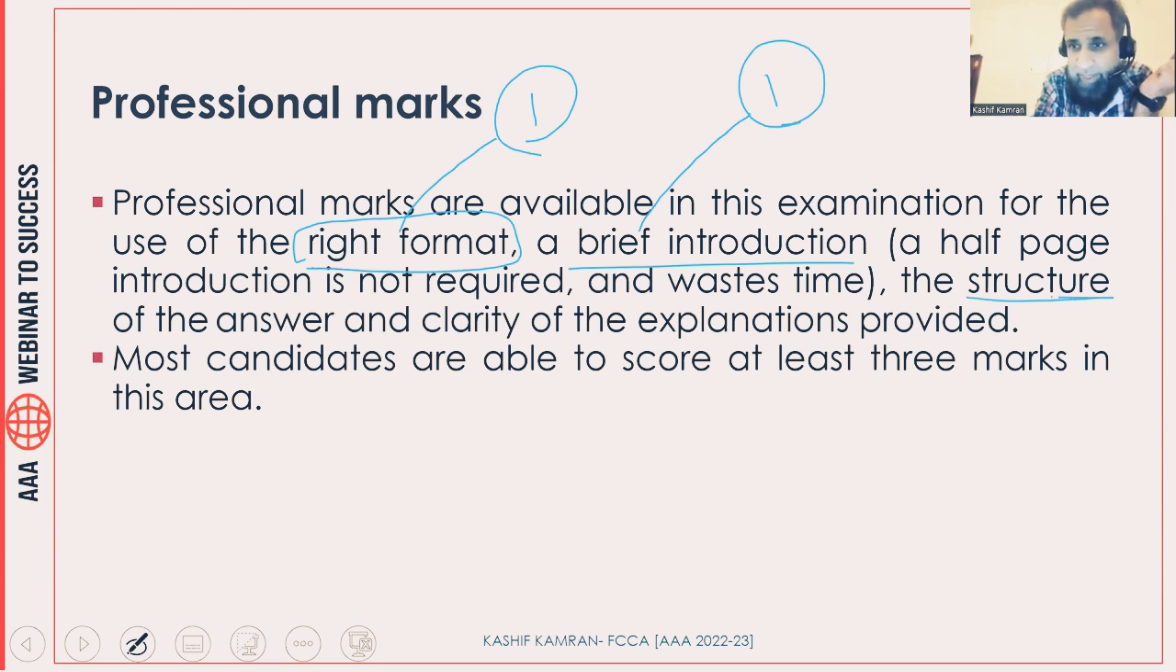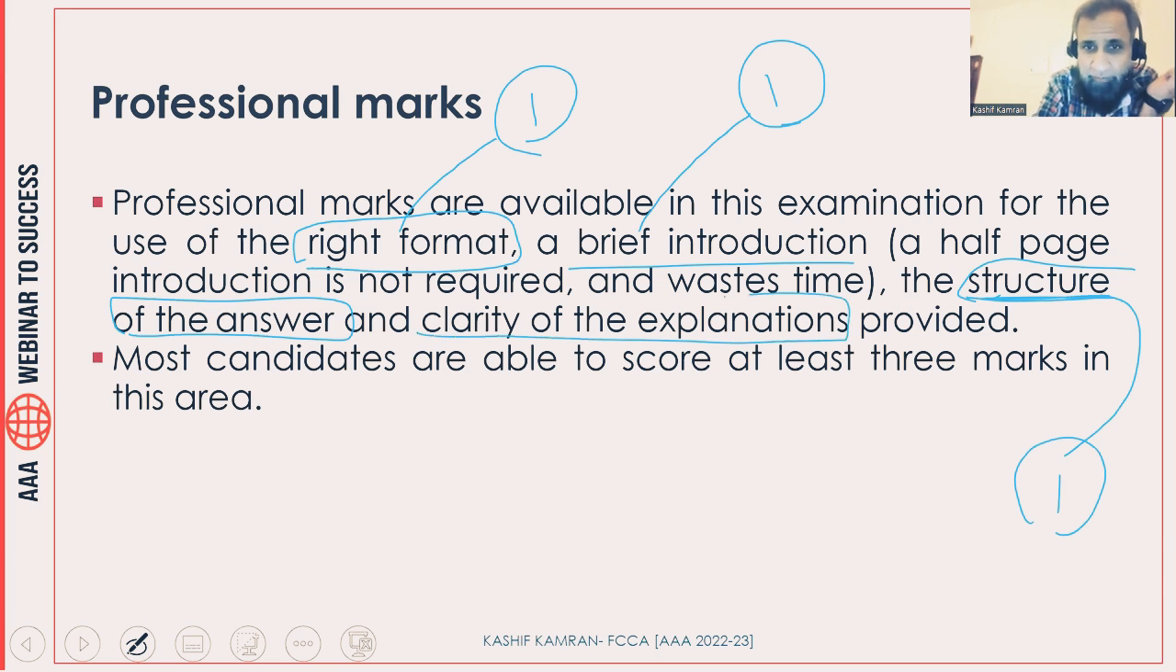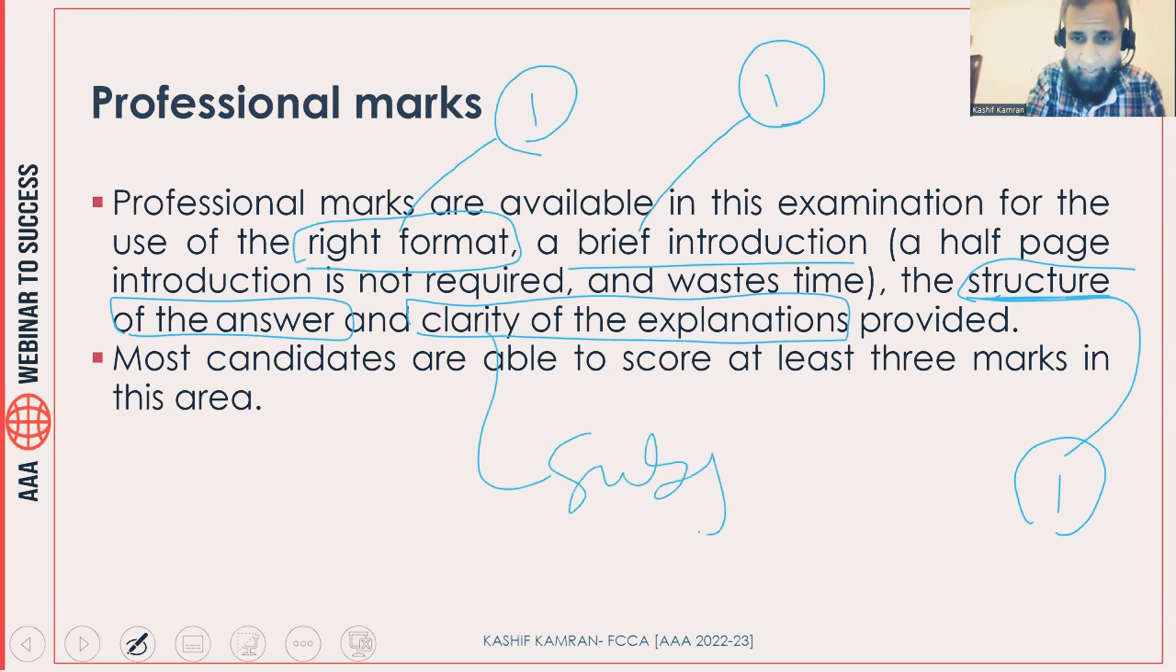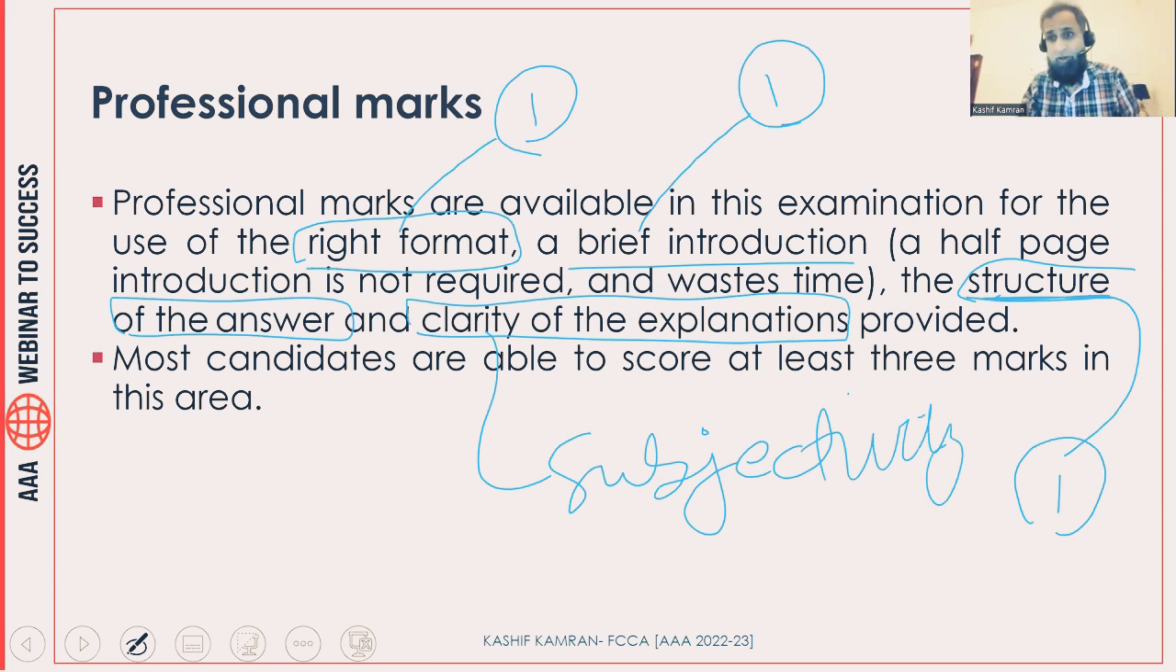Have I given you the structure of the answer, A, B, C, D? Structure of the answer, 1. And clarity of the explanation, 1. Now that is very subjective, clarity. Now, if you write the audit risk carefully, the way I've written the audit risk, or the way I've written the procedures, probably there is a greater chance you get clarity. But clarity is a very subjective mark. The examiner is saying a student can at least get 3 marks out of 4.